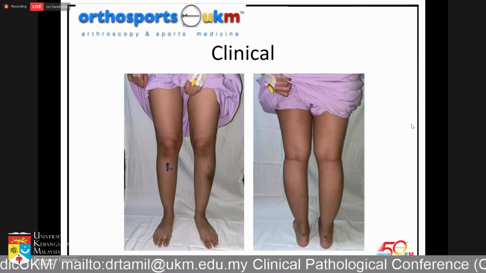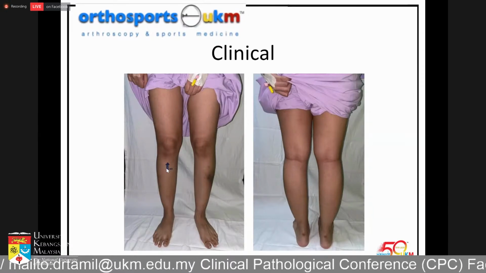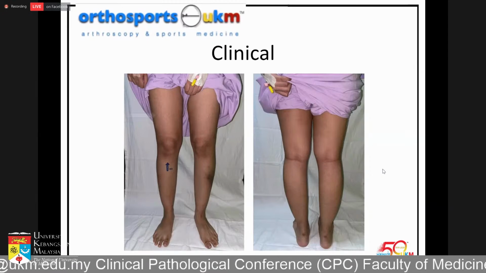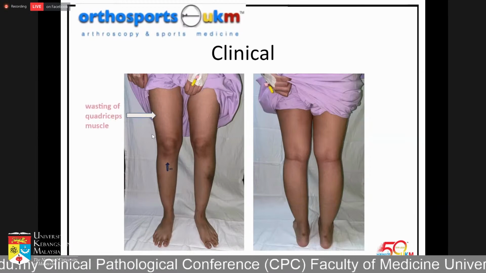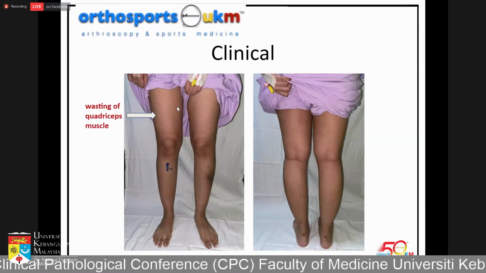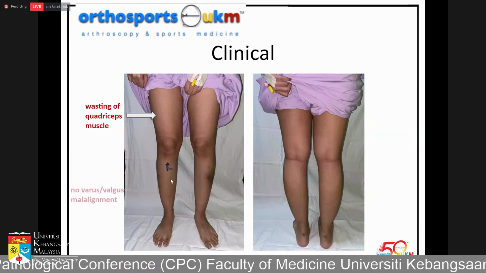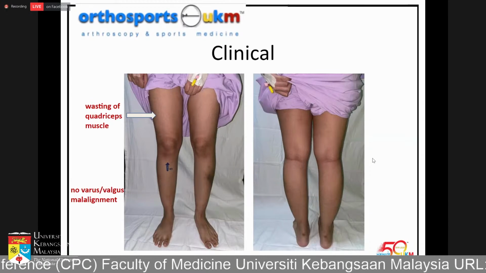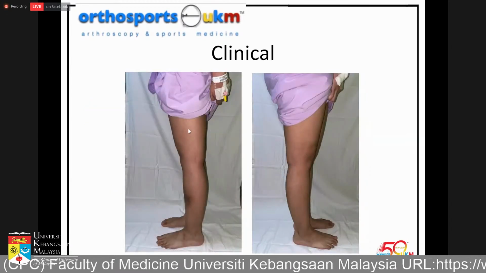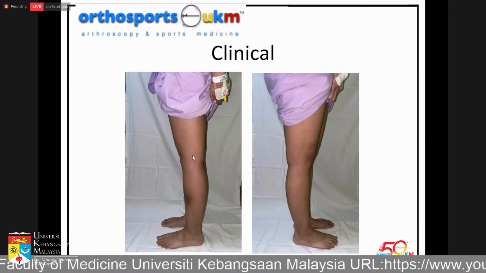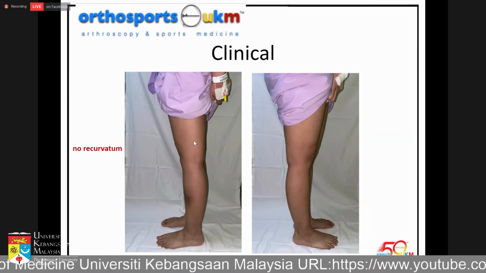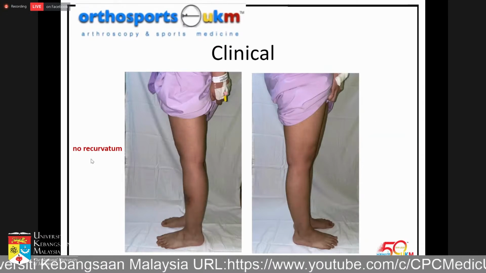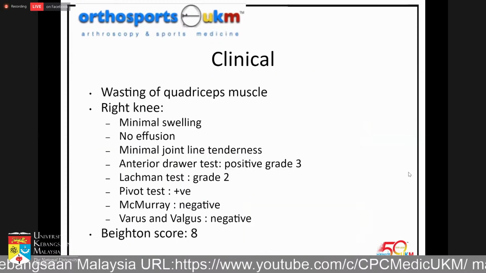This is the clinical examination picture, looking from the front and looking from the back. What we need to see is, number one, there is a wasting of the quadriceps muscle of the affected limb. And we need to see if there is any varus or valgus alignment of the knee. Then we look at the limb from the side. What we need to see is any recurvatum. Why we need to see any recurvatum, I will explain in our next slide.